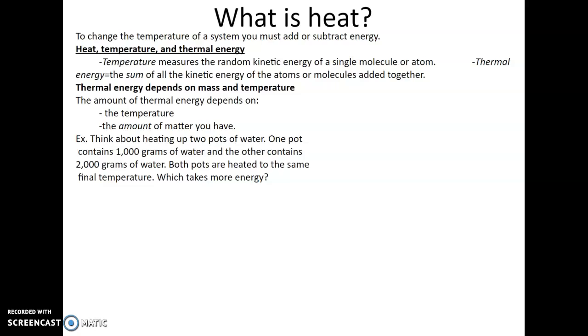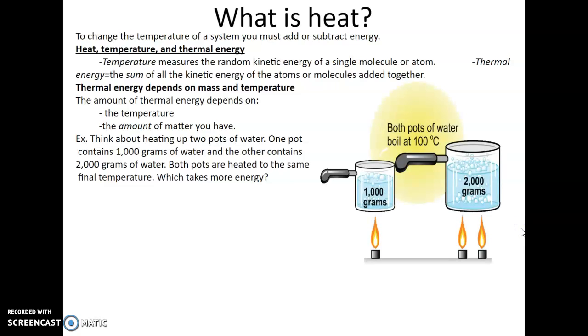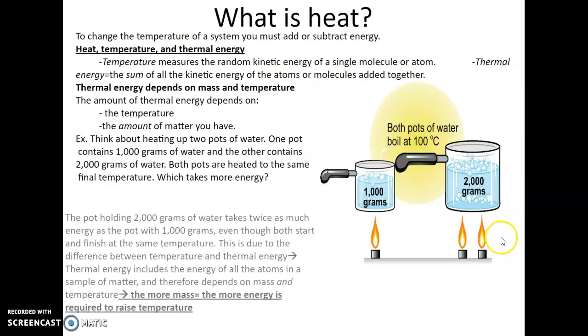So you're looking at the type of matter that you have and how much of that substance you have. The more of the substance you have, the more thermal heat that particular substance is going to have, because you have more of those molecules. If you've ever boiled water, you know that the more water you're trying to boil, the longer it's going to take, because you have more of that water.